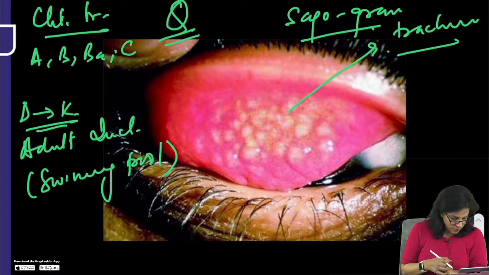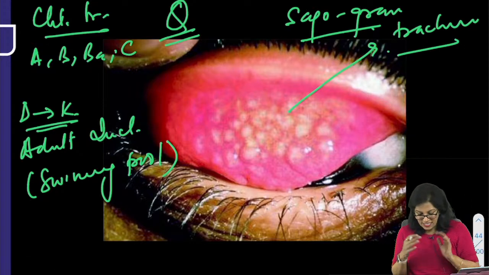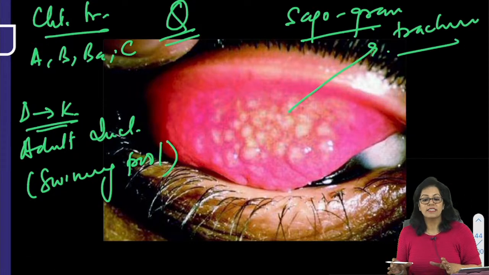Yes, sabudana, sago grain. Okay, so this is your adult inclusion conjunctivitis, which is swimming pool.